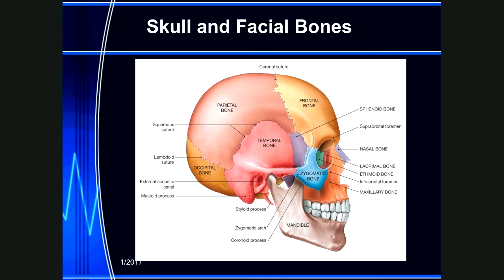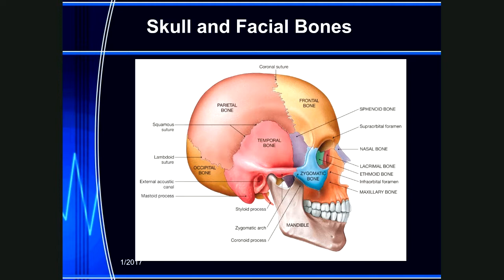Next, we'll talk about some skull and facial bones. The cranium consists of the front of the skull, the frontal bone. The top is known as the parietal bone. The sides are known as the temporal bones and the sphenoid bones. And the back is known as the occipital area.